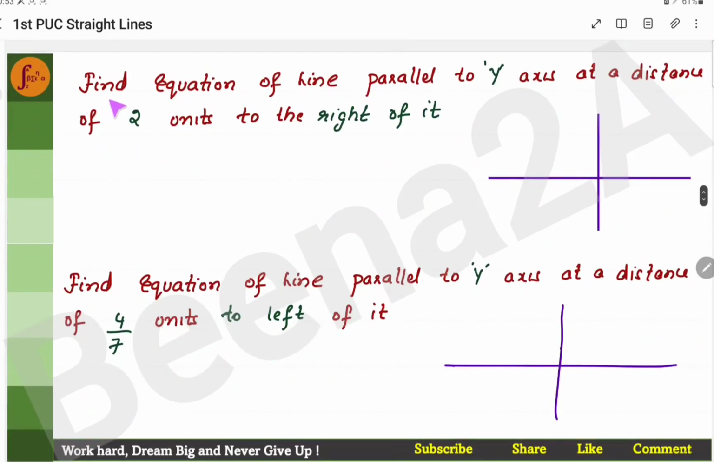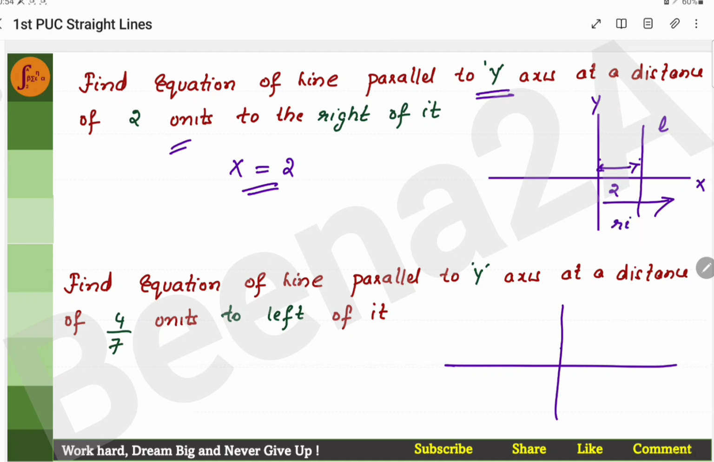So let's solve this problem. Find the equation of a line parallel to the y-axis at a distance of 2 units to the right of it. I have the y-axis and x-axis, and to the right of the y-axis I have a line, 2 units from the axis. It's parallel to the y-axis, so it's x: x is equal to 2. This is the equation.